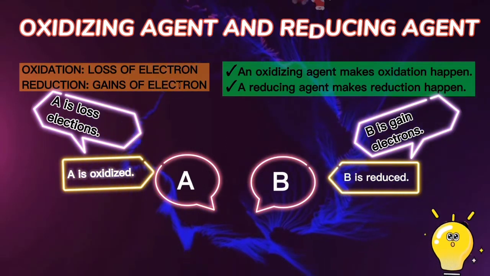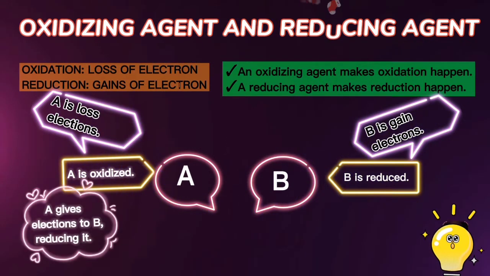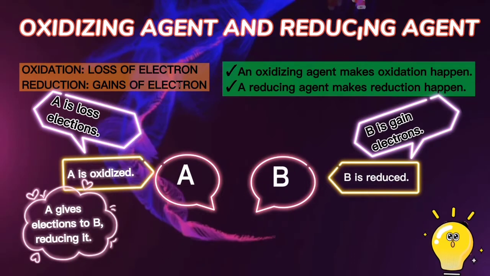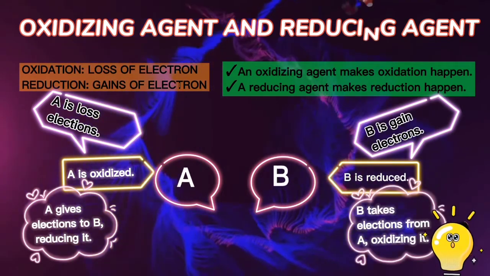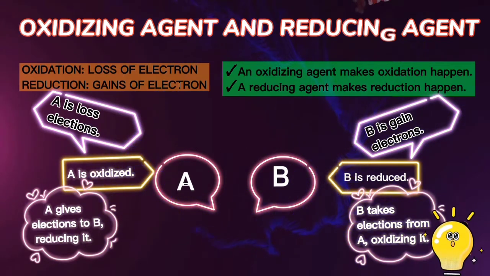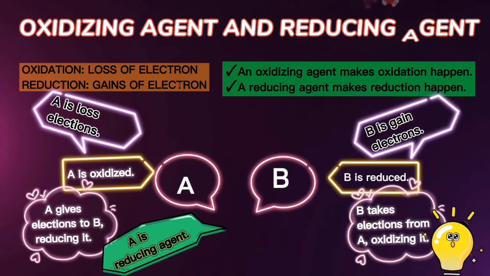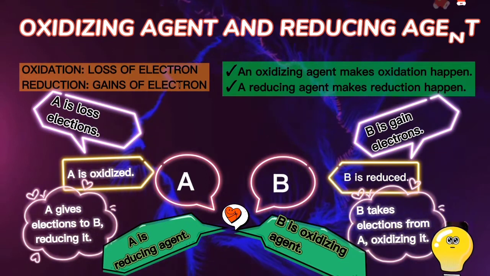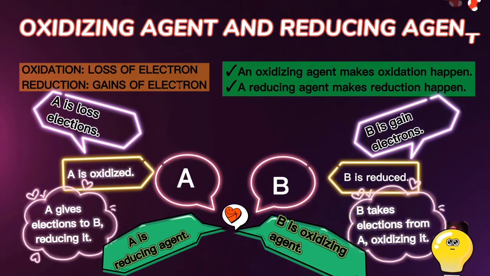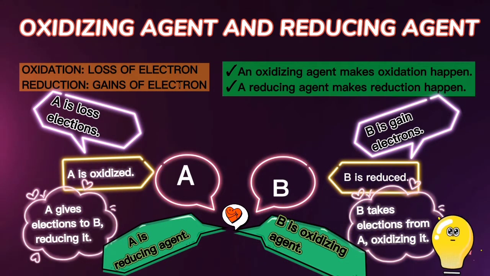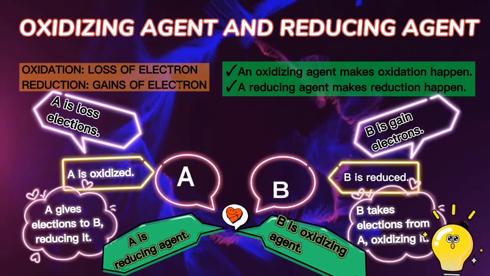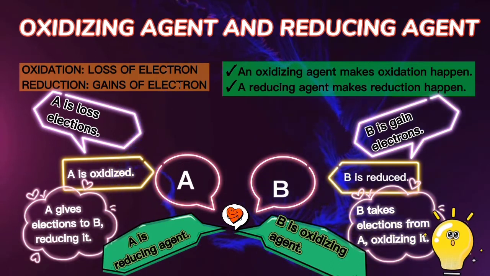A gives electrons to B, reducing it, while B takes electrons from A, oxidizing it. A is the reducing agent while B is the oxidizing agent. The thing that is oxidized is the reducing agent. The thing that is reduced is the oxidizing agent.